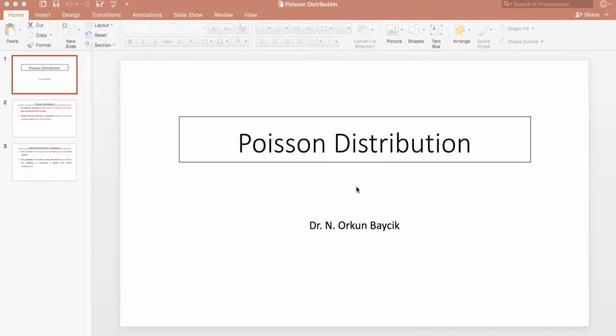Dr. Orkunbaycek here, and today we are going to talk about another discrete probability distribution, which is Poisson distribution. We are going to talk about how we can identify if we have a Poisson distribution, look at a numerical example, and learn how we can use Microsoft Excel to solve Poisson distribution questions.